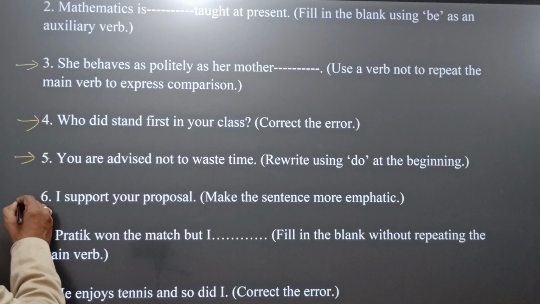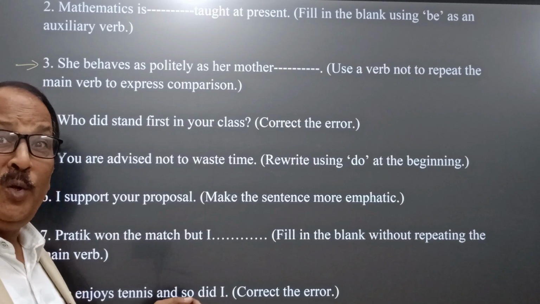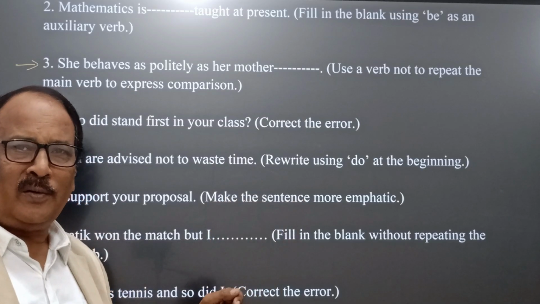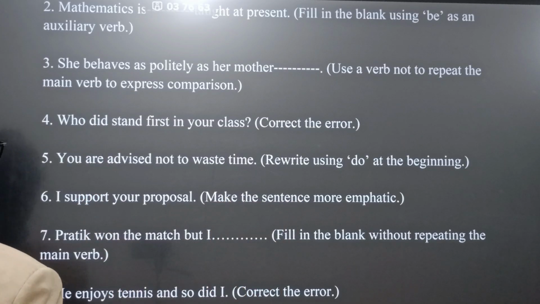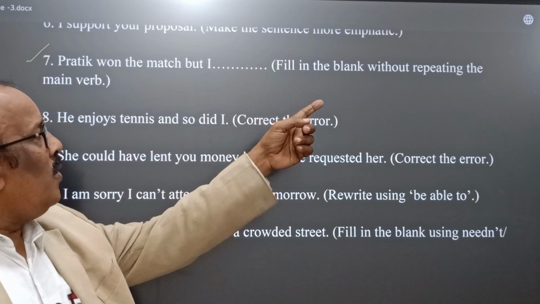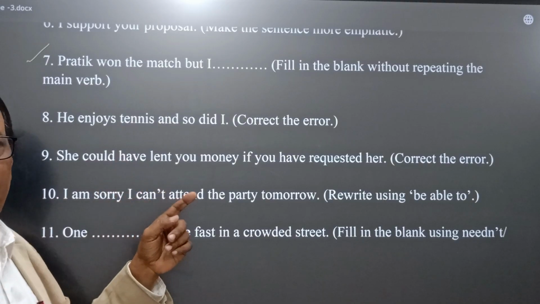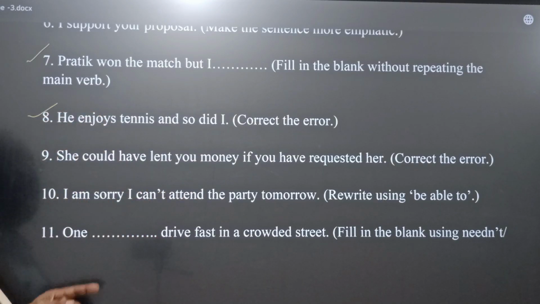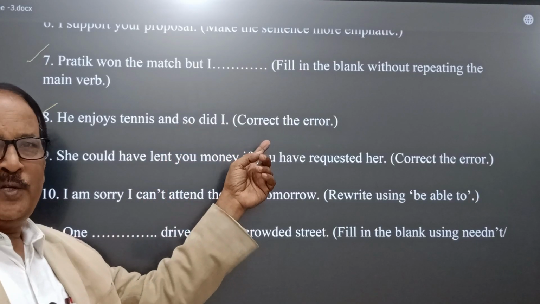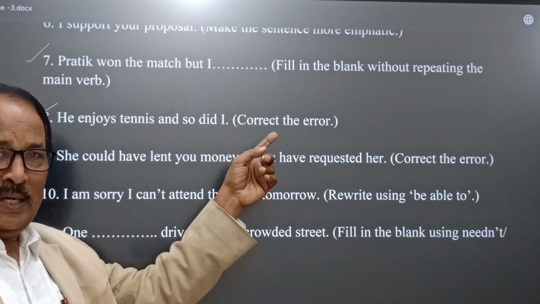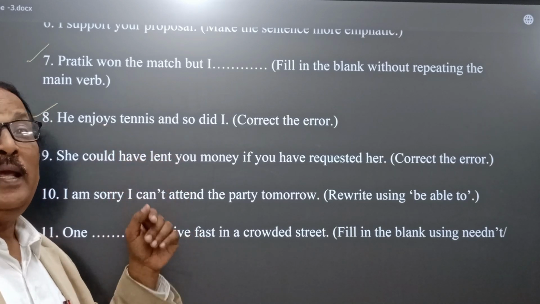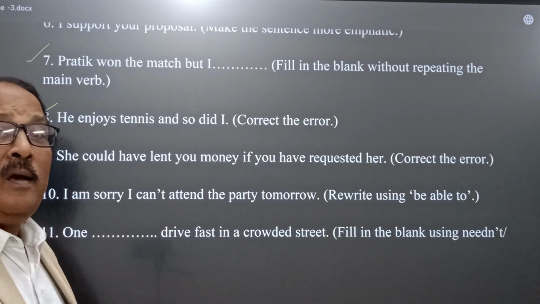Now come to question number 6. I support your proposal. Make the sentence more emphatic. This is the instruction. The question number 7. Pratik won the match, but I blank. Fill in the blank without repeating the main verb. Number 8. He enjoys tennis and so did I. The instruction is: correct the error. It means the sentence is a wrong one and there is one error and you have to correct it.